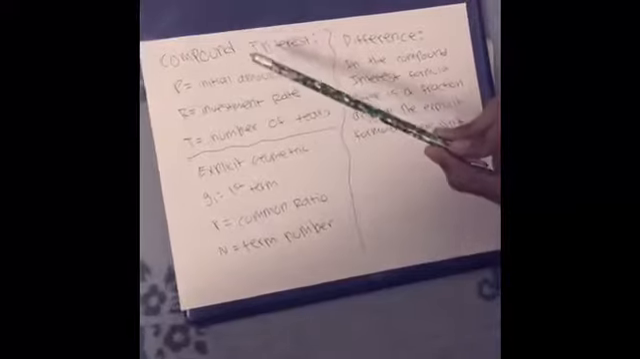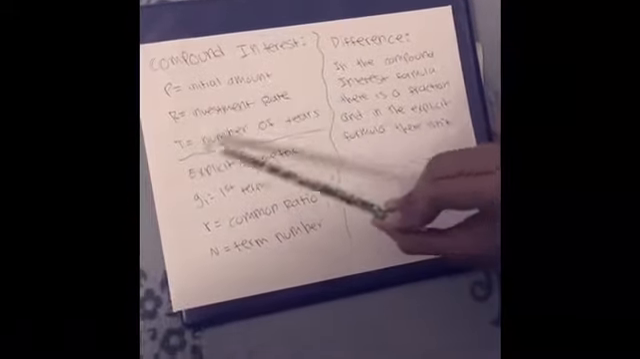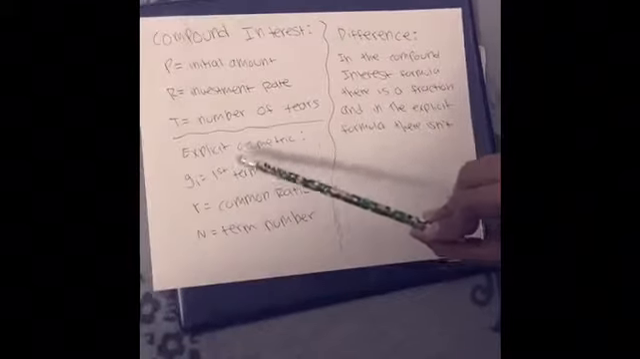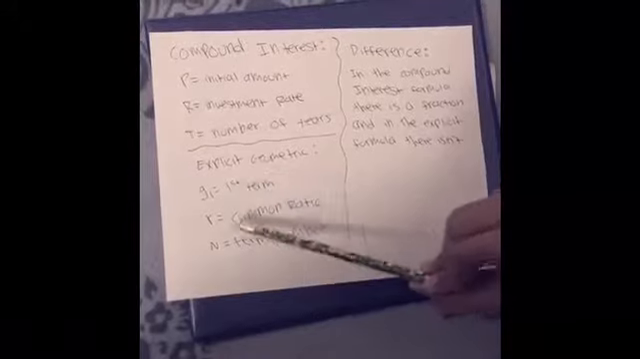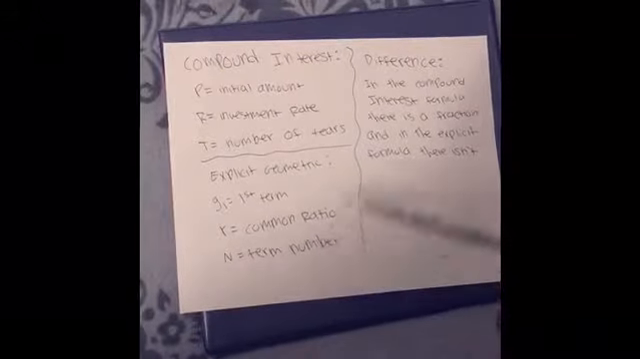My name's Sergio Ramos, and this is the first semester math project. I'll explain the compound interest. P represents the initial amount, R represents the investment rate, T represents the number of years. For the explicit geometric, G1 represents the first term, R represents the common ratio, and N represents the term number.